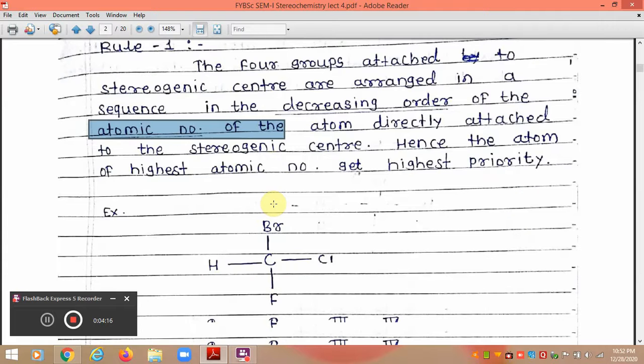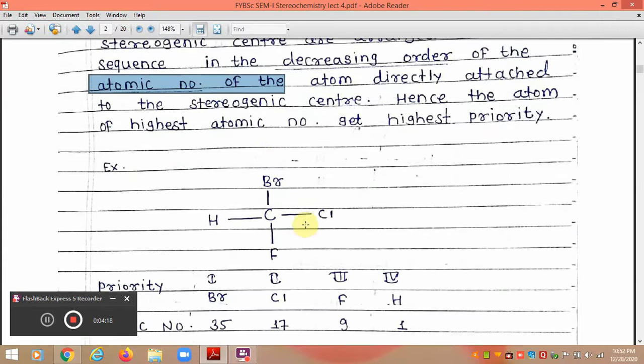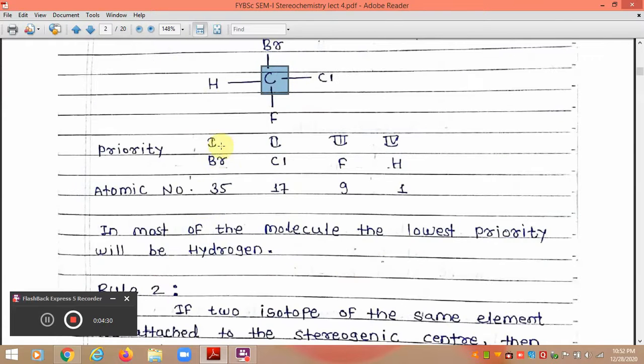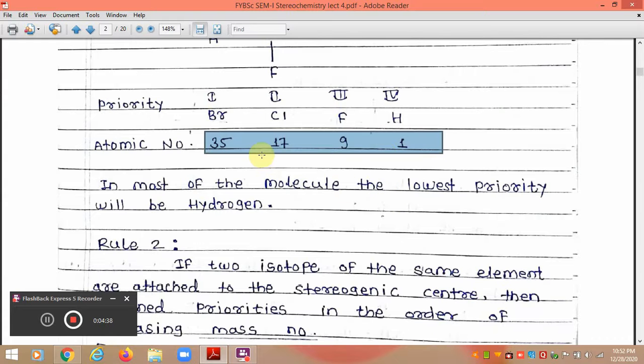For example, here we will talk about this molecule. This carbon is asymmetric because it is attached to four different groups: bromine, fluorine, chlorine and hydrogen. These are their respective atomic numbers: 35, 79 and 1. Definitely out of this, bromine has the highest atomic number and hydrogen has the lowest atomic number. That's why bromine will have the highest priority and hydrogen will have the lowest priority.